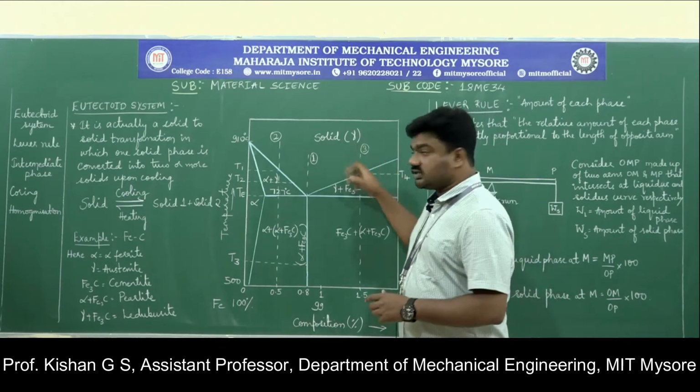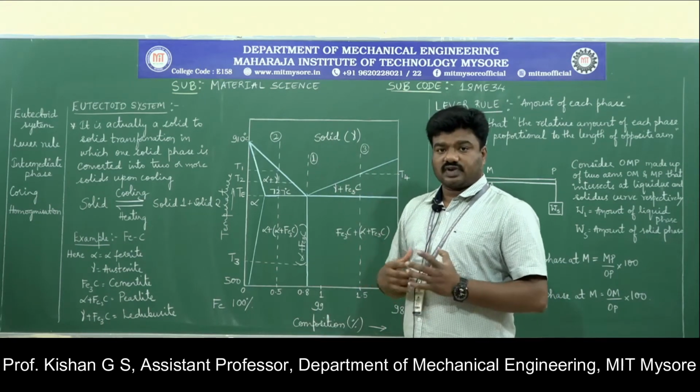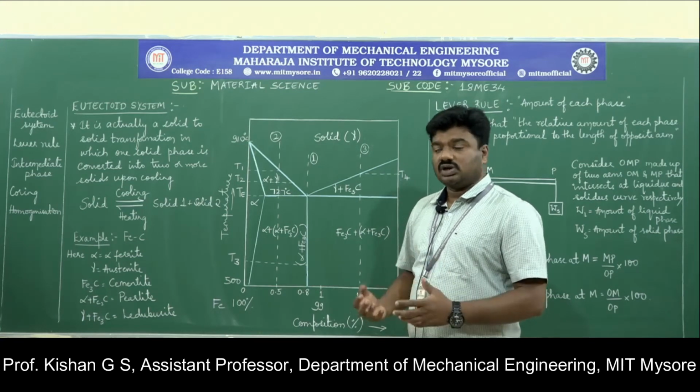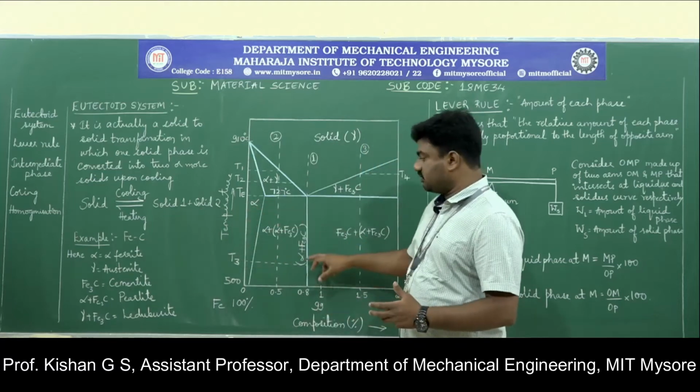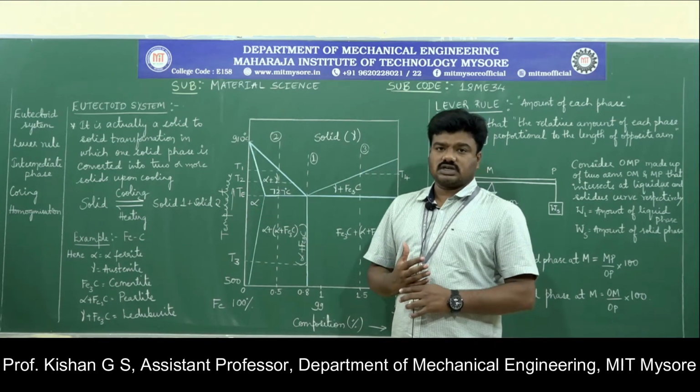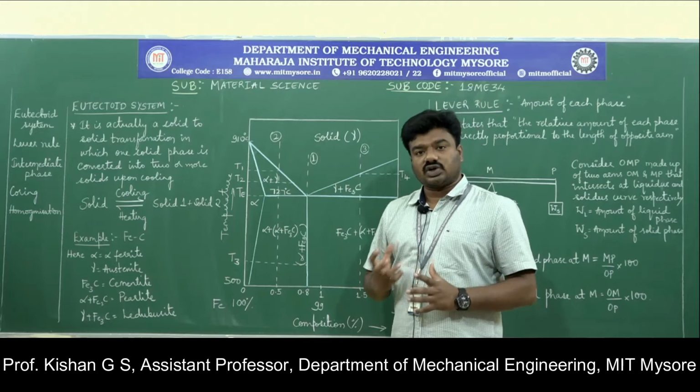Similarly, when gamma is cooled, it again consists of iron and carbon. Once it is cooled, that cooling results in two solids, and those two solids are nothing but alpha plus Fe3C. So this is the understanding of the eutectoid system.